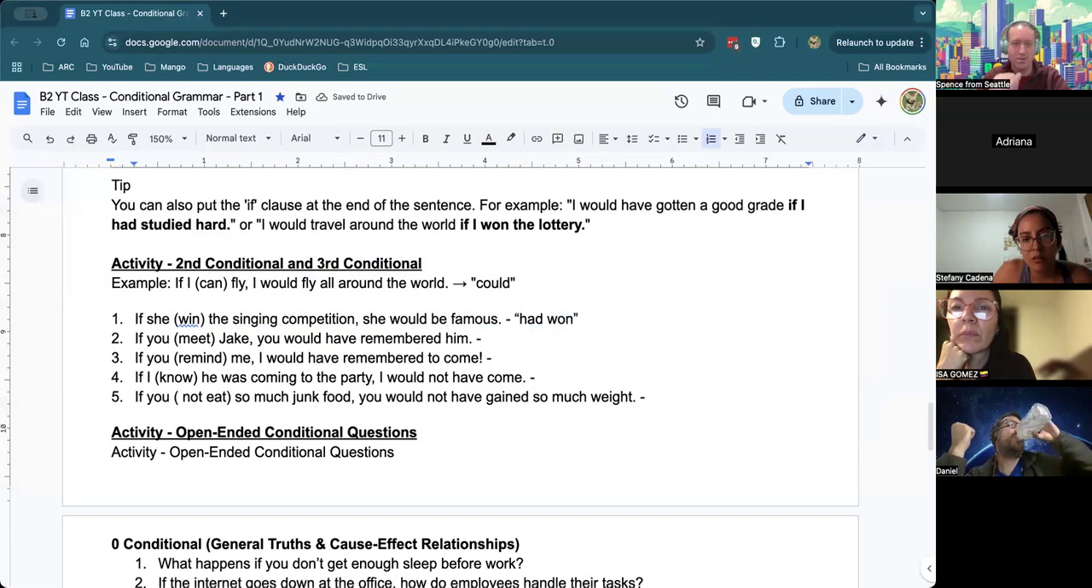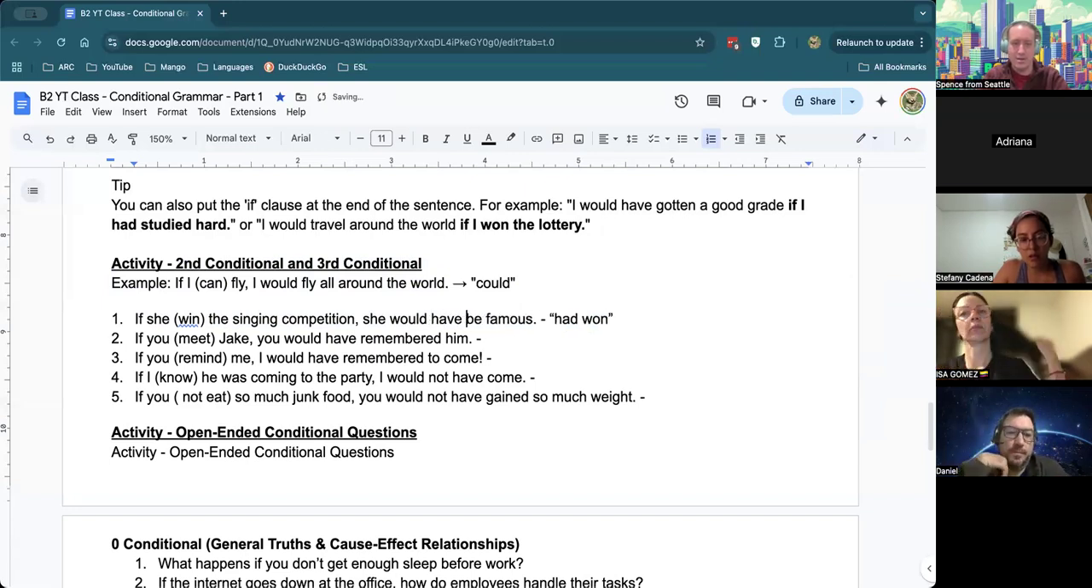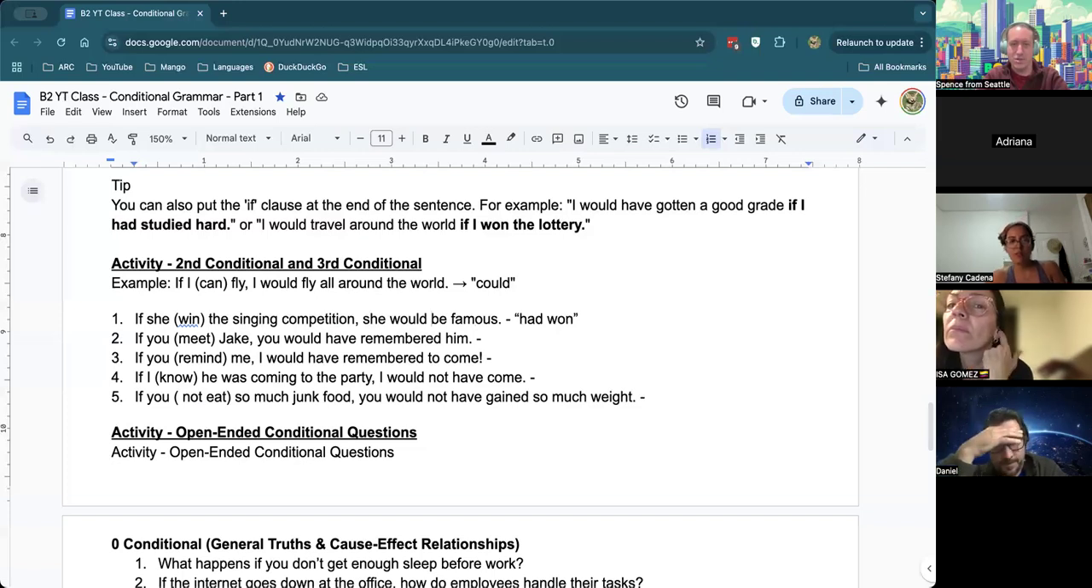So this one's a little tricky here. If it said she would have been, that would be third conditional, but it just says would be. So what is it if not third conditional? If she won. If she won, yeah, perfect. Yeah, exactly. So if she won, so this one is second conditional.